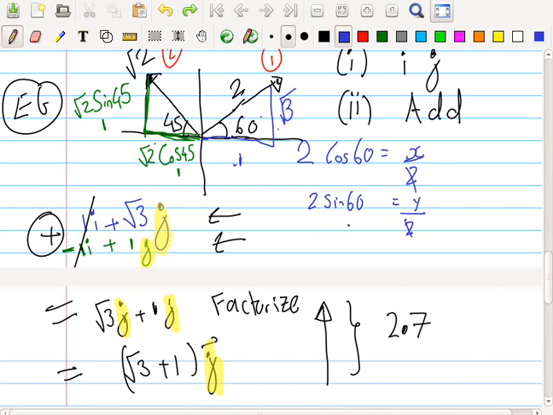I'm just saying the verb to factorize means to take something that's in common out of both and just put it on the outside. So yeah, factorize is what I did from here to here. And this here is roughly 2.7. So the answer looks something like this, 2.7 j vector. Okay?